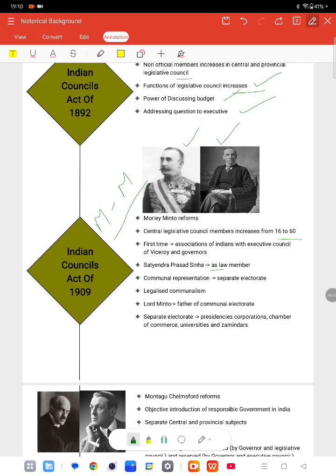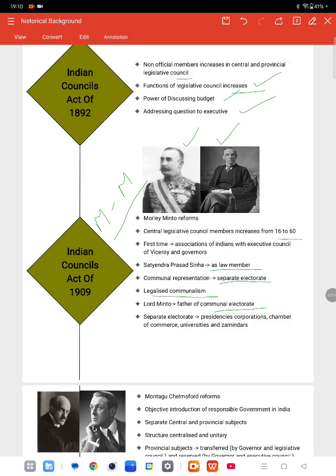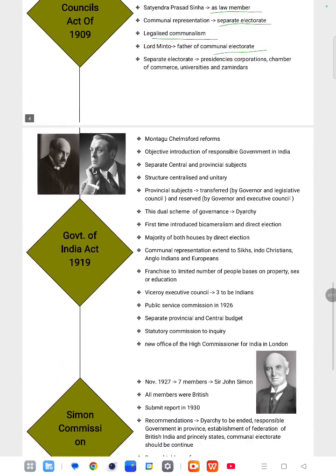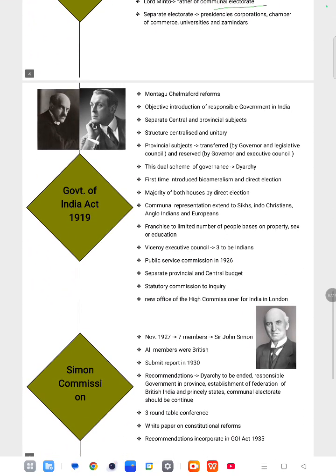Satyendra Prasad Sinha was considered as a law member. Communal representation and separate electorates, the facility has been provided. They have legalized communalism. Lord Minto is the father of the communal electorate. Separate electorates were provided for communities, like presidency corporations, chambers of commerce, universities, and Zamindars.